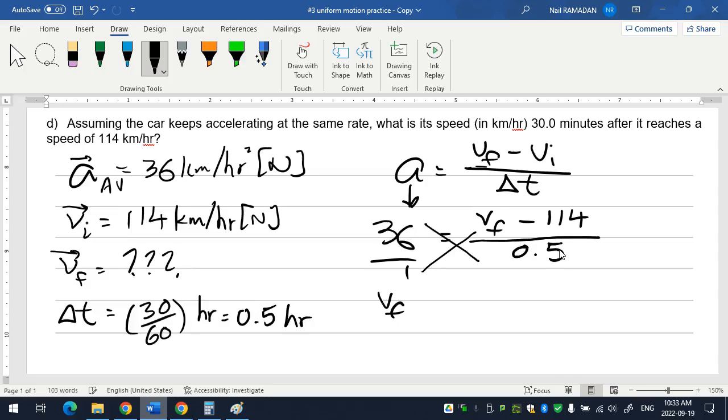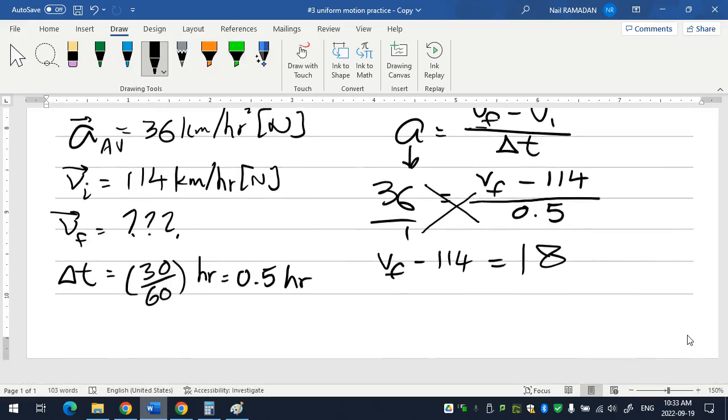So VF minus 114 equals, what's half of 36? How do I solve that? Only one thing to do. Exactly. Move the number to the other side. So VF is equal to what? 18 plus 114. How much? 130. What's the unit for this? It's a speed. It's kilometers per hour.